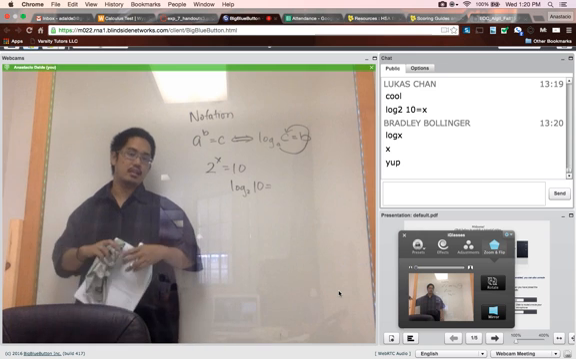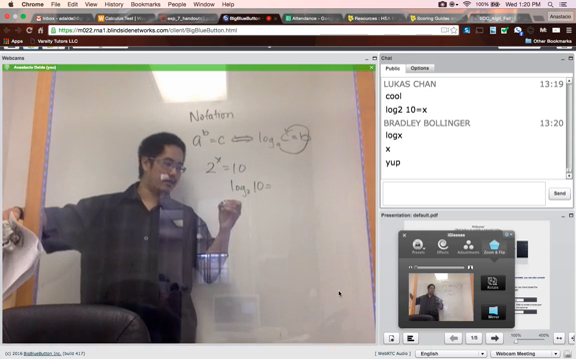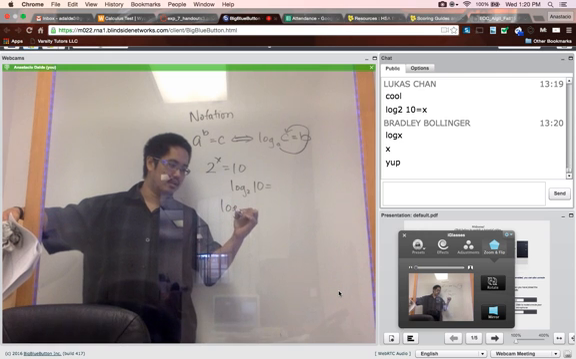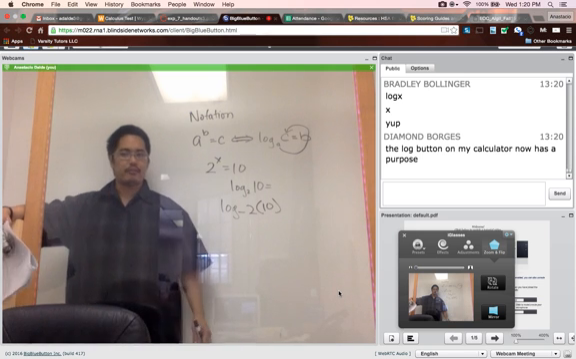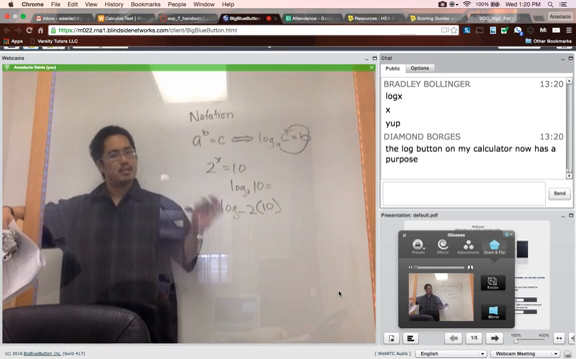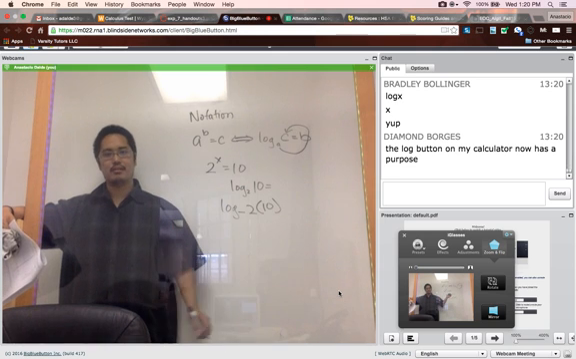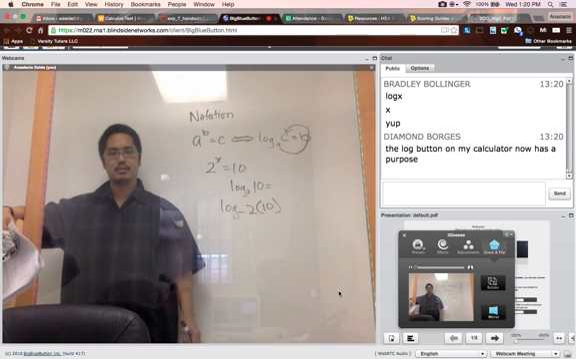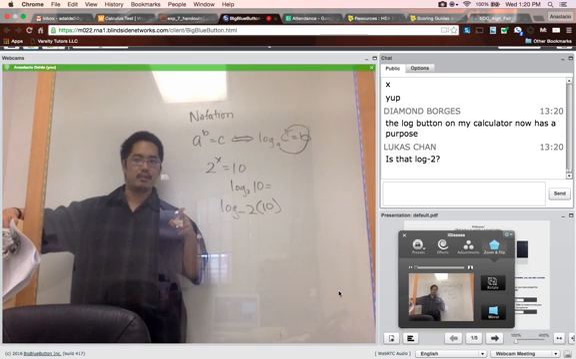And then you plug that into your calculator. If you go to Wolfram Alpha, I would plug in the letters log underscore 2 parentheses 10. And I think Wolfram Alpha will figure out exactly what you want. And it will give you a number. And I'm guessing that the number is probably going to be like 3.37654. I don't know. Yeah, the log button now has a purpose on your calculator.